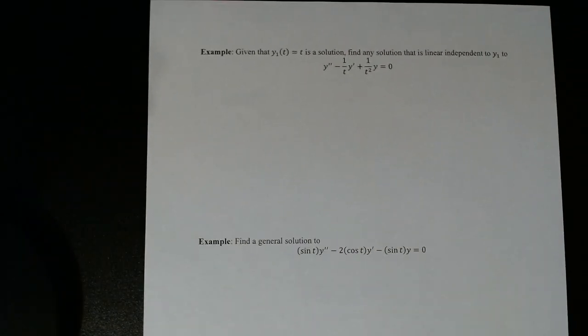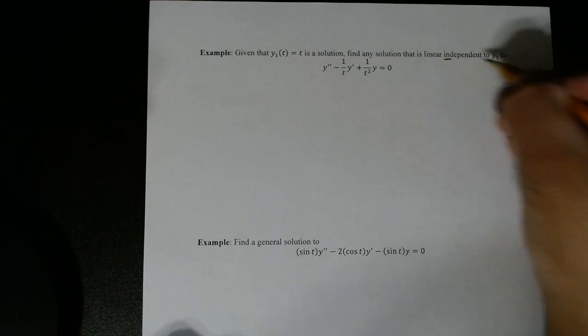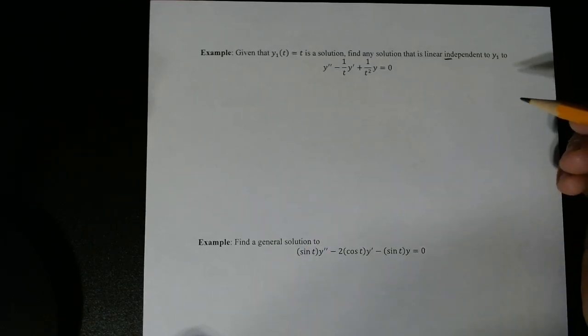So here we're given y1 equal to t is a solution. Find any solution that is linearly independent, so any one. So let's just do the easy one of the two. Let's just use our equation that we just talked about.